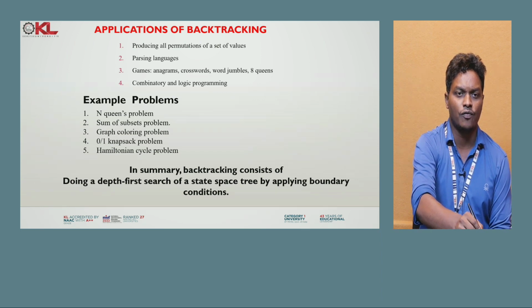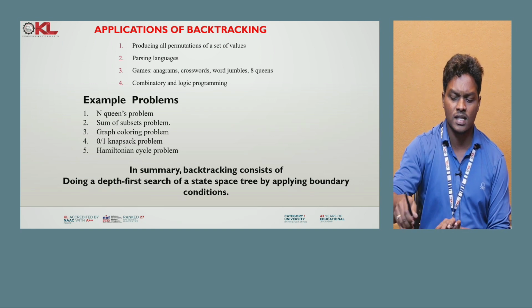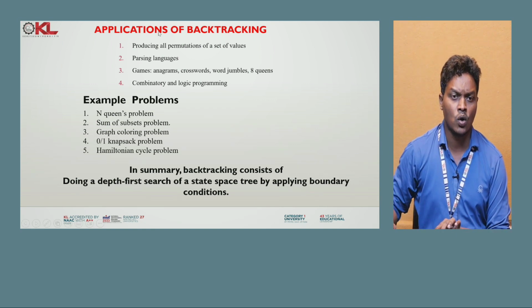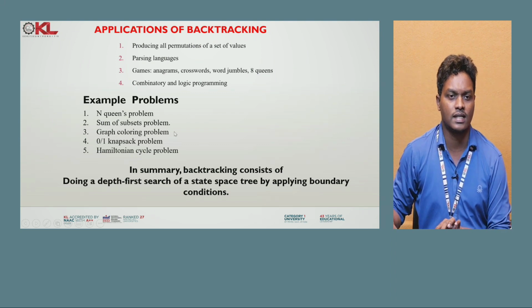Producing the number of permutations. Next, these are some example problems: the n queen problem and the sum of subset problem. All these are examples, like this 4 queen problem.